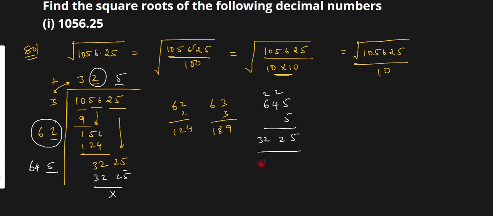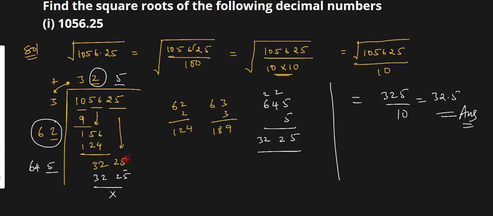That means square root of 105625 is 325 divided by 10, which can be written as 32.5. So this is your complete answer. So this is the long division method. I hope now this method is clear to you all. If not, you are free to ask me in the Google Meet class. Okay, this is the long division method.